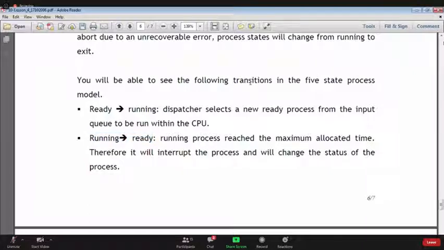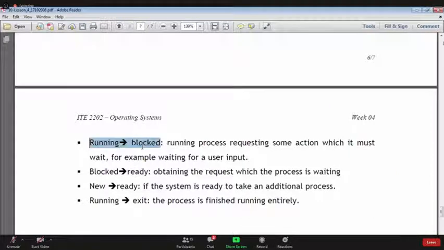So you should be able to explain each arrow or transition, how it changes from one state to another. You should be able to describe when it changes from running to blocked: the running process requests some action for which it must wait, for example, waiting for a user input. Like that, you should be able to explain each transition of the diagram. Blocked to ready, new to ready, running to exit: the process has finished running.